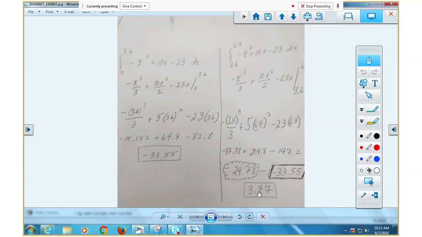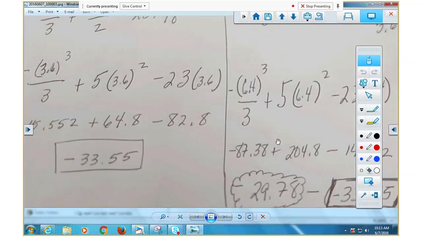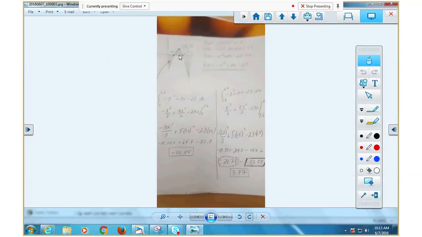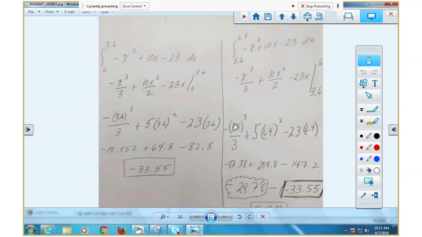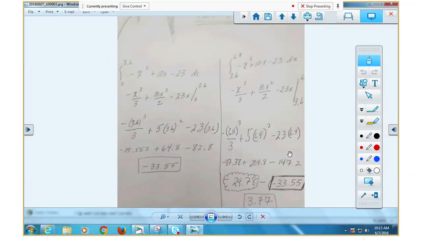Yep, it's positive. So the area, oops, sorry. See the area up here, if you graph it, you probably see that the area up here is a little bit smaller than these two areas. So I got 3.77.